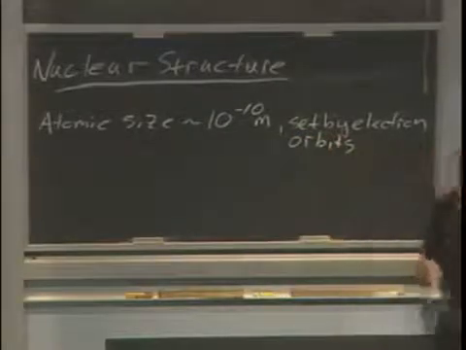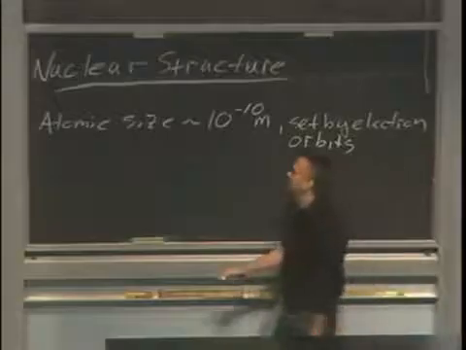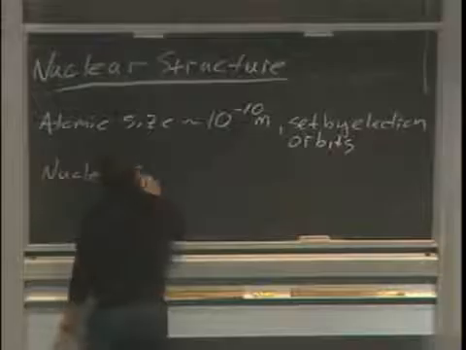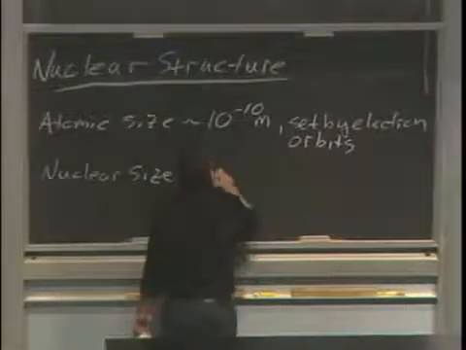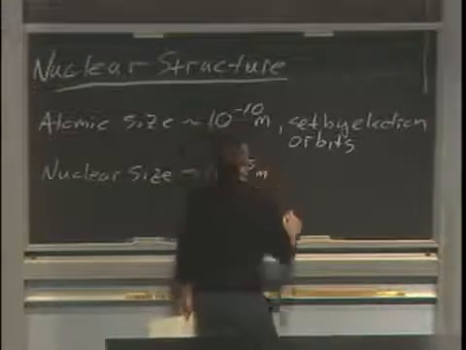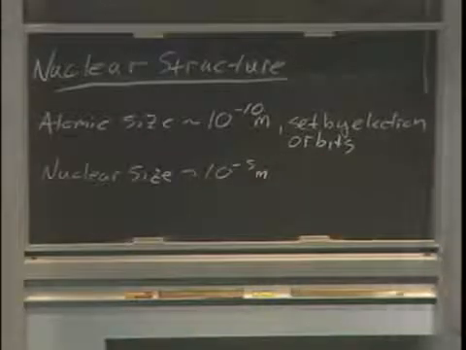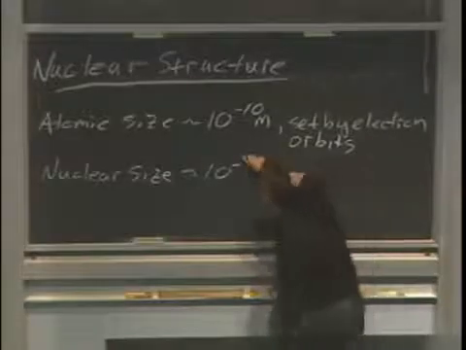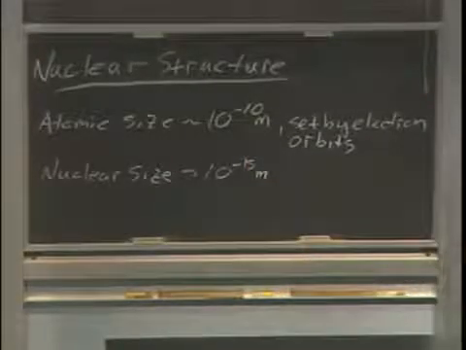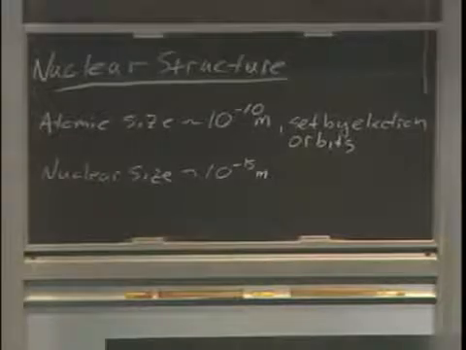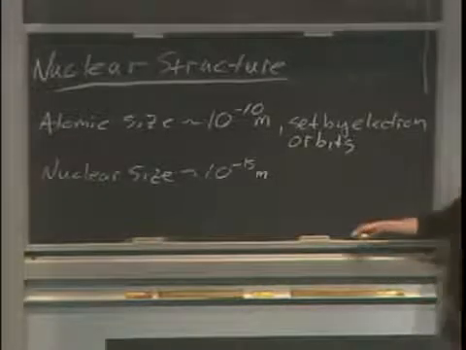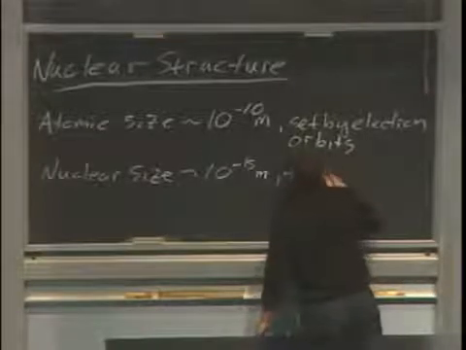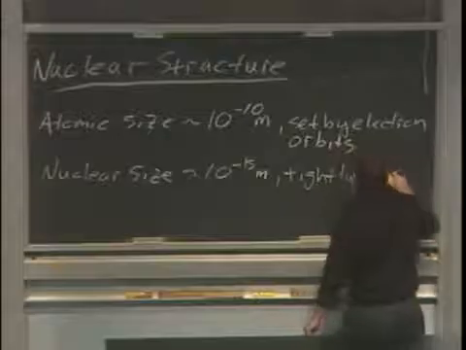The size of the nucleus, the part that holds the neutrons and the protons, is about 100,000 times smaller than that. So the typical scale is on the order of 10 to the minus 15 meters. That's a femtometer, and that is set by the tightly packed neutrons and protons.